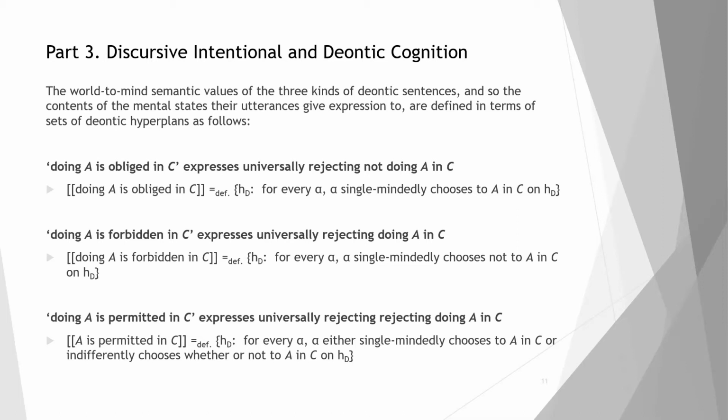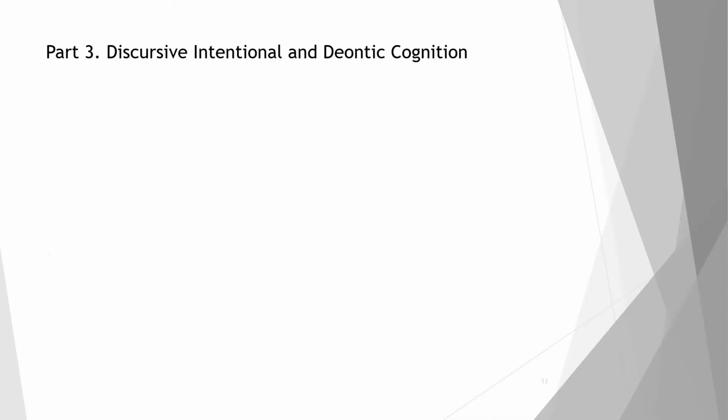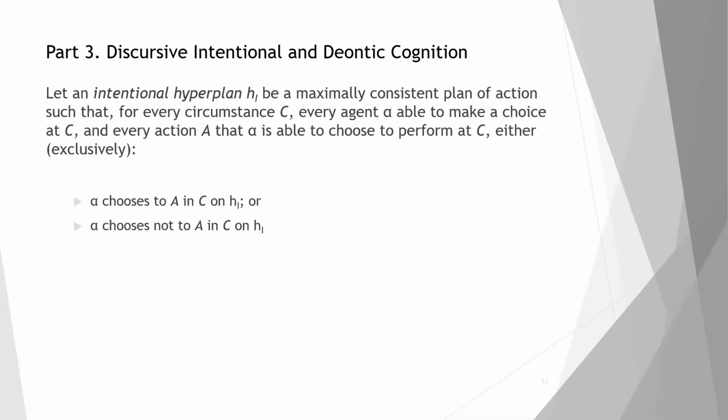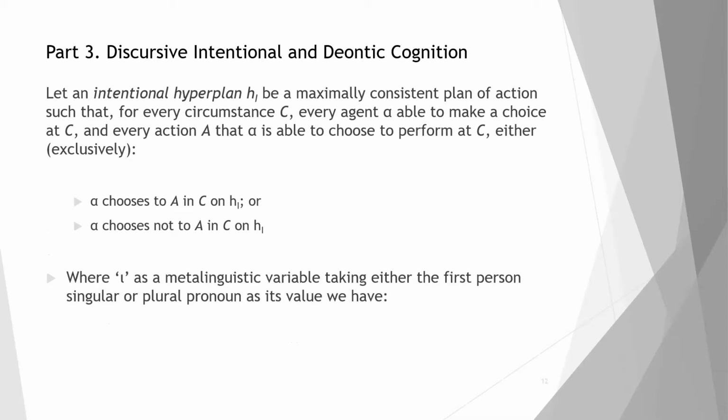And then to say that doing A is permitted in C expresses universally rejecting not doing A in C, which is the set of hyperplans where every agent either single-mindedly chooses A in C or indifferently chooses whether or not to A in C. Okay, so an intentional hyperplan is a maximally consistent plan of action, just in the same way that a deontic hyperplan was, but intentional hyperplans don't distinguish the attitudes of single-mindedness and indifference. This is because they don't have a strong and a weak modality in the way that the deontic does. So where iota is a metalinguistic variable taking either the first person singular or plural pronoun as its value, I shall A in C is the set of hyperplans where I choose A together in C, where together is important if you've got the plural pronoun we in play.